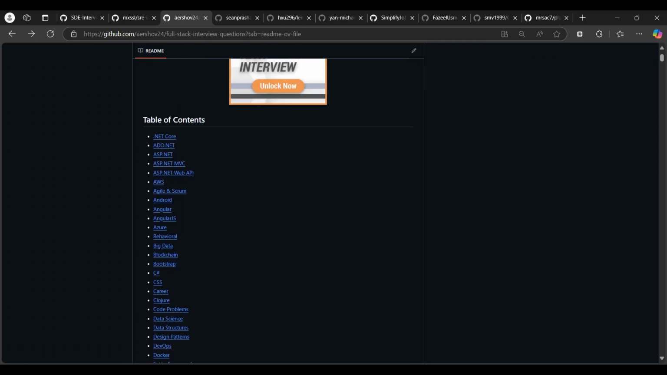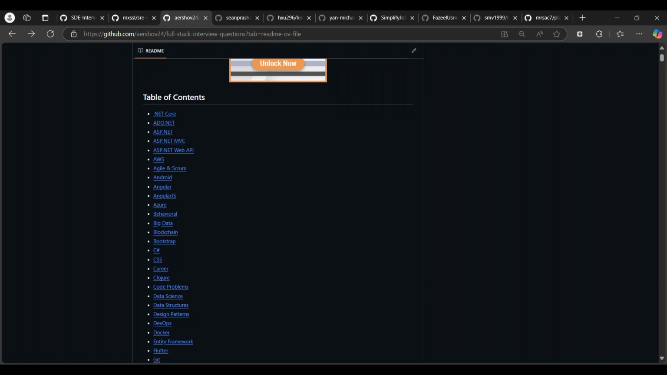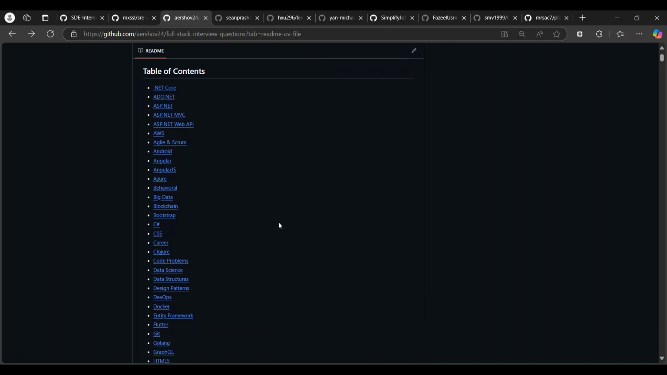If you are selecting some particular language, like for blockchain, for behavioral, they have added full stack for everything: full stack in blockchain, full stack in ASP.NET, full stack in Android. So in general, you can search for your own domain, like full stack in web development, and similarly get the resources and learn from here.